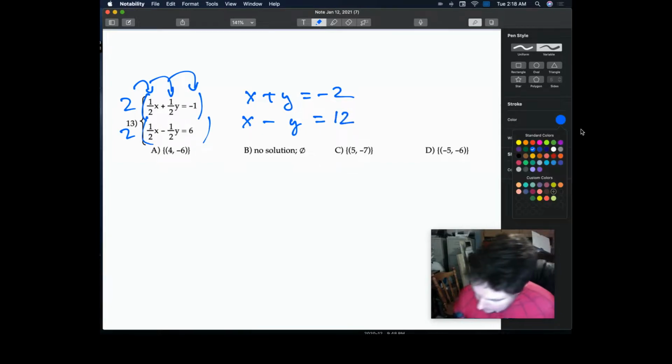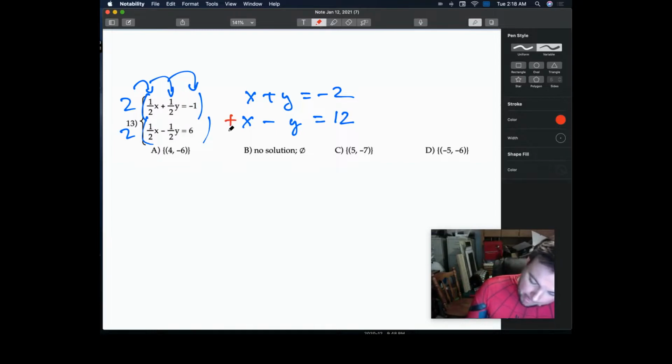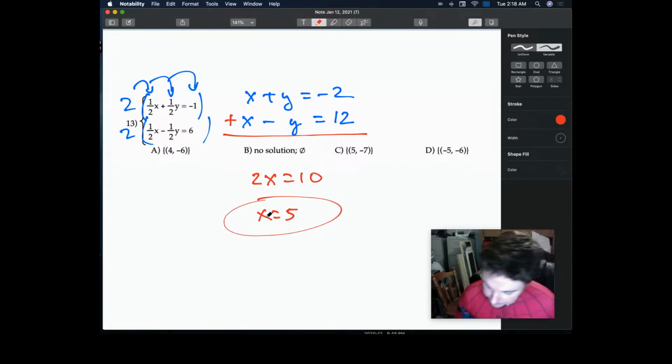We'll put these two together. And why am I putting them together? Because it's so obvious that we have y on top and y on the bottom. So y minus y gets 0. We're going to get 2x equals 10. So x is 5. And so with x equals 5, I'm going to take this value. I'm going to plug it back.